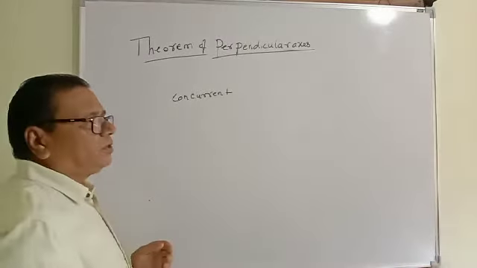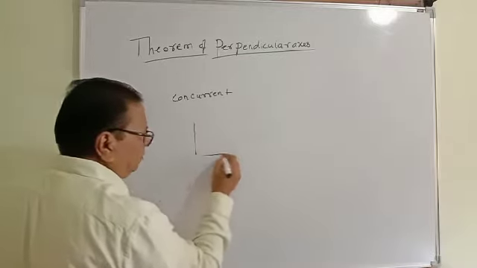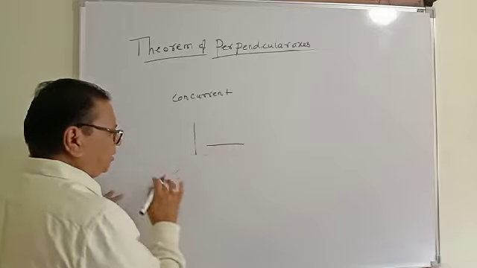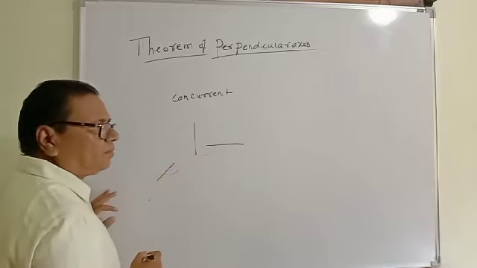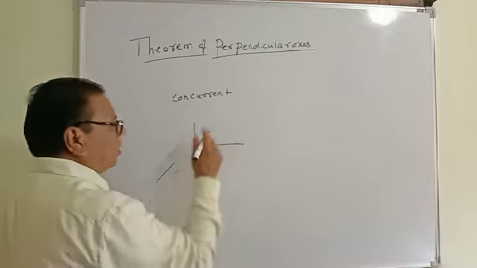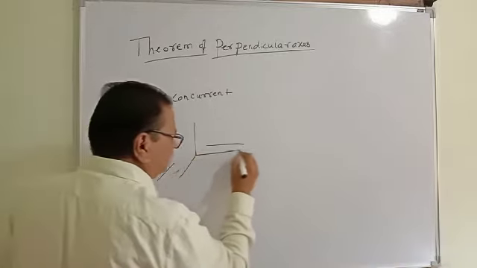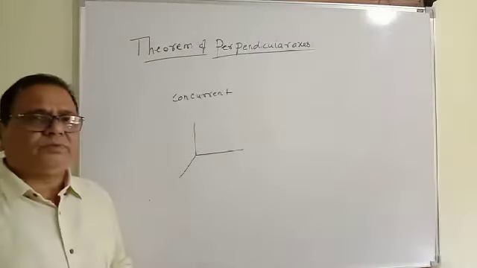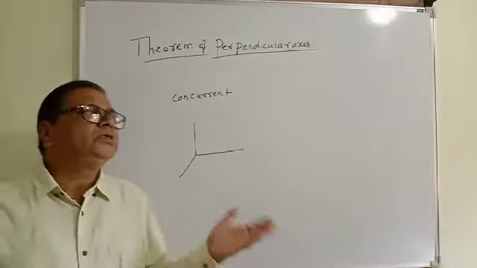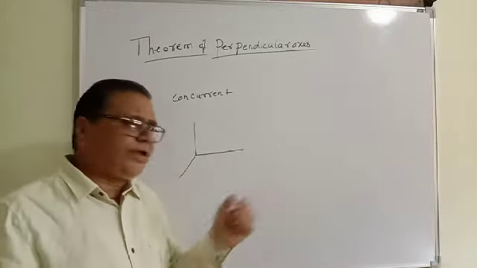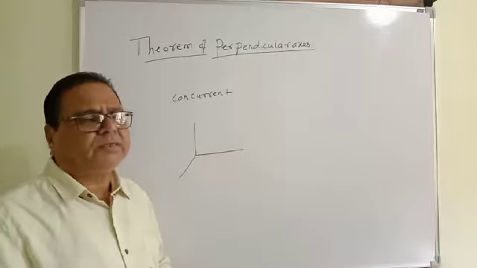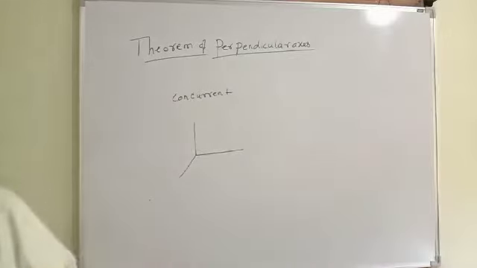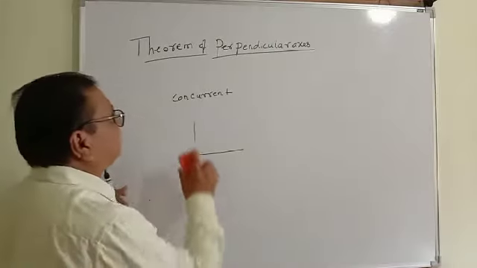And concurrent means what? There may be three axes in the body, they may be at different places, here or here. But concurrent means all three axes intersect at a point in the rigid body. A laminar body is usually a leaf or a thin plate. Such bodies are called laminar bodies. Let us prove the theorem and then we will state it.